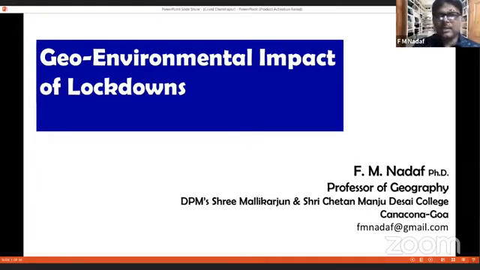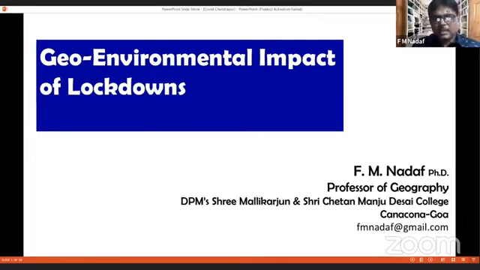Though unlock 1, 2, 3 has already begun, still we don't have the freedom that we had up till December 2019. So all of us are still locked down. This has played a very important role in rejuvenating our environment. So we will see in due course of time what kind of benefits we have got with regards to environment due to COVID impact.